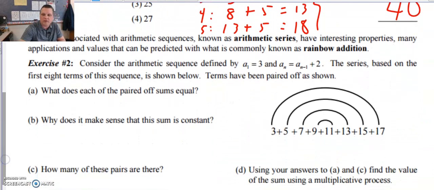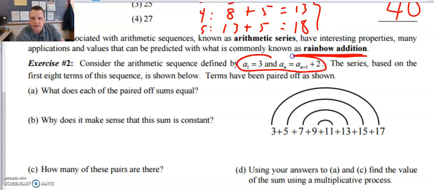Now, where this actually comes from is what is known as rainbow addition. It's going to give us a little formula here. So we have our definition of an arithmetic sequence, and the numbers are shown below: 3, 5, 7, 9, 11, 13, 15, and 17. What they did is pair them off, the first and the last, the second to the last, and so on and so forth. And each paired sum is 20.